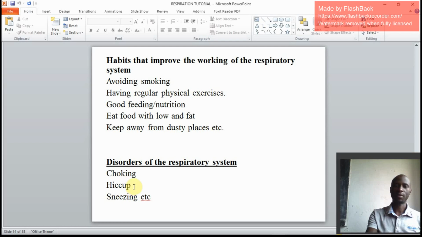It's an involuntary action, whereby you wish to vomit, but you are not vomiting. Hiccup. Involuntary movement of the diaphragm, hiccup. Then we have sneezing.